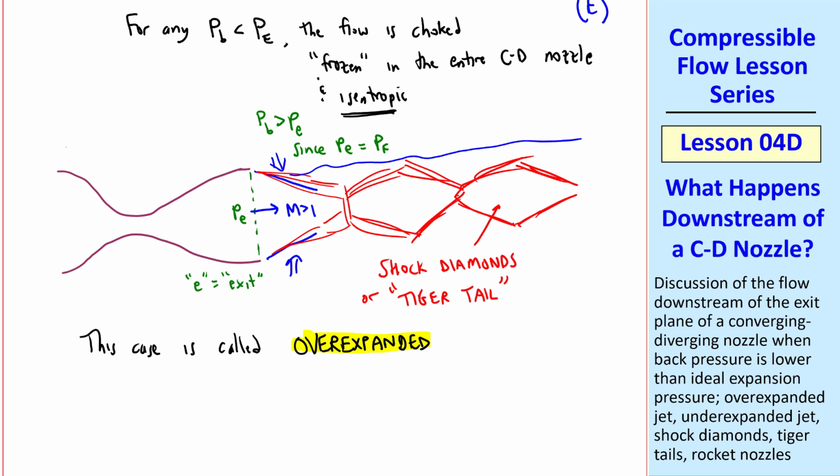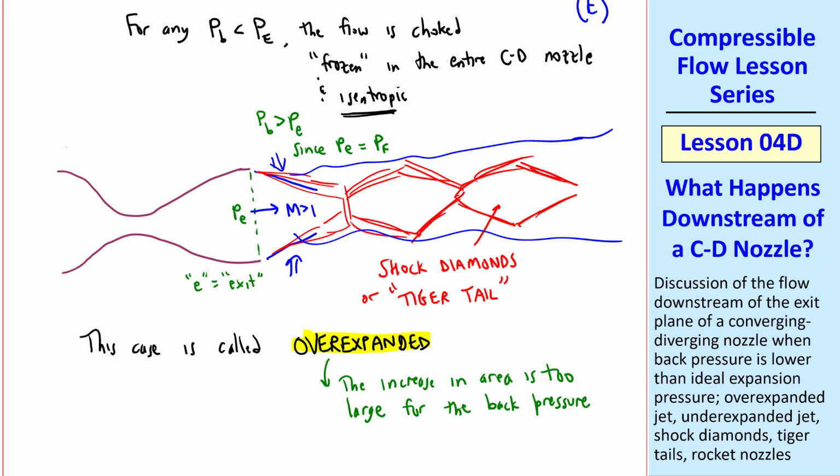Of course, these shock diamonds will become weaker as we go downstream, and all these cases eventually become a subsonic jet. Another way of explaining overexpanded is that the increase in area in the diverging part of the duct is too large for the back pressure. We've overexpanded the duct. If PB were small enough, namely PF, it would be ideally expanded, but it's too big for that, so the flow has to adjust itself.